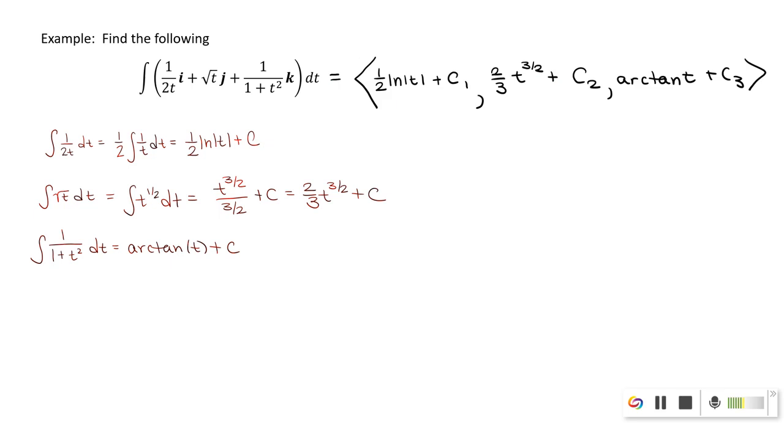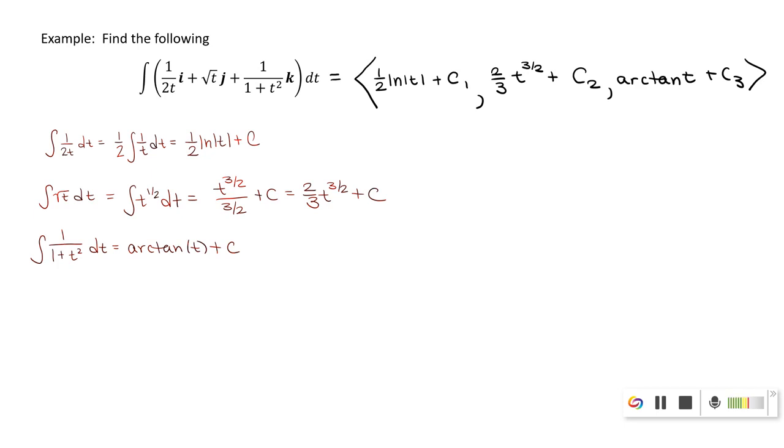And so technically my answer is going to look something like what I have written on the top of the screen. It's a new vector valued function. And we do get a constant in each one of these components. So when we find our antiderivative, we always have a plus c. And so we get a constant in each one of the components. And we really should distinguish between the three constants because they may not all be the same number.